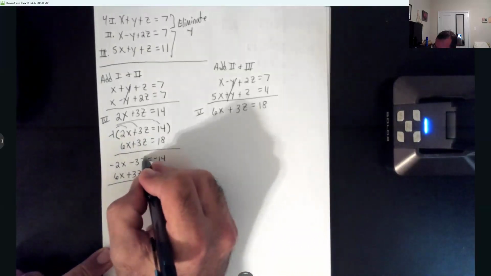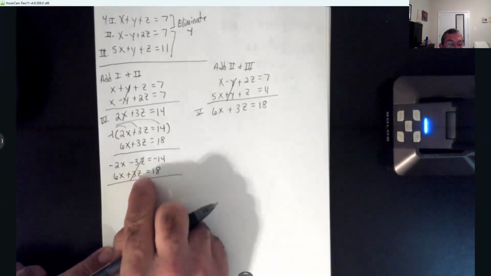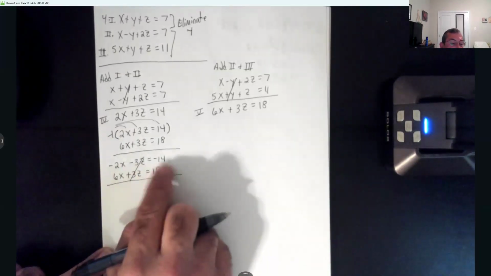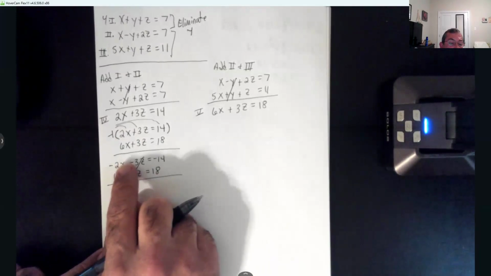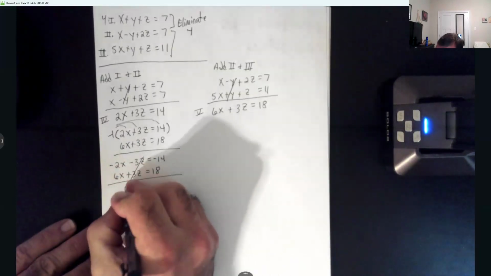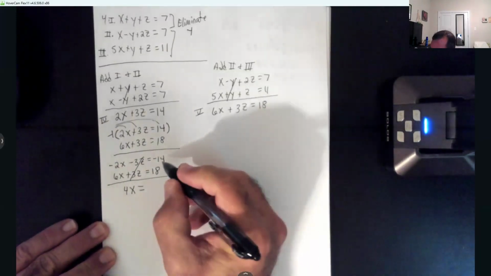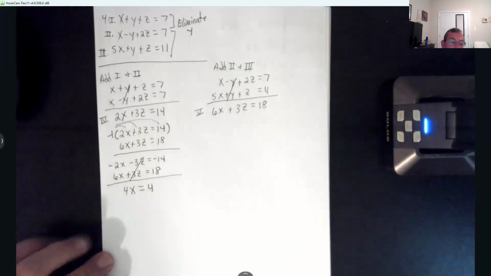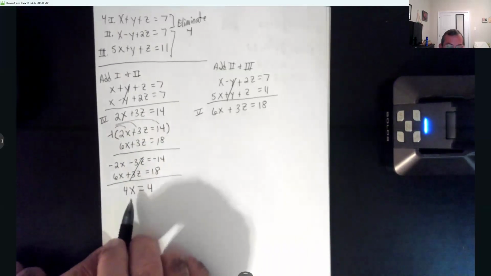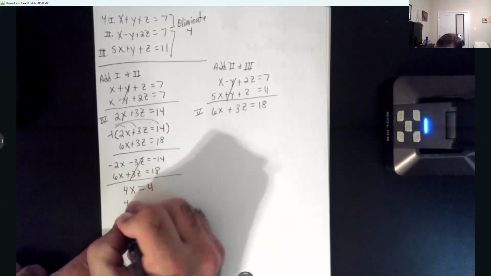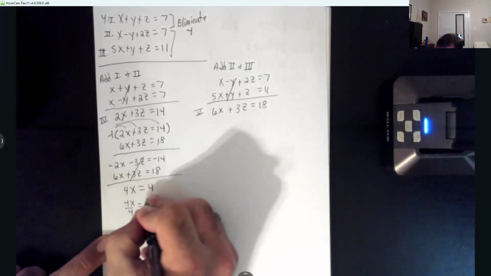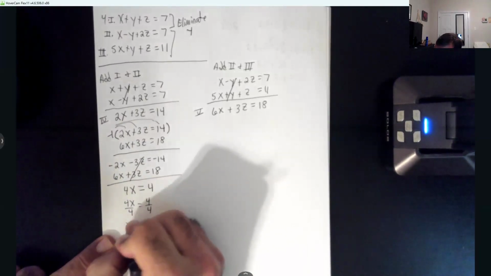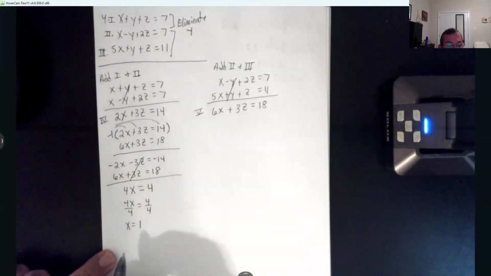But y'all look at that. The z's are going to cancel. So now we're going to be left with one variable. Negative 2 and 6 give me 4x. And then negative 14 and 18 give me a positive 4. So y'all, we're about to get to x because we're going to divide both sides by 4 now. And I now know x is 1.